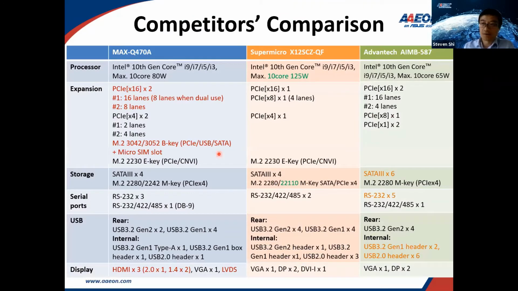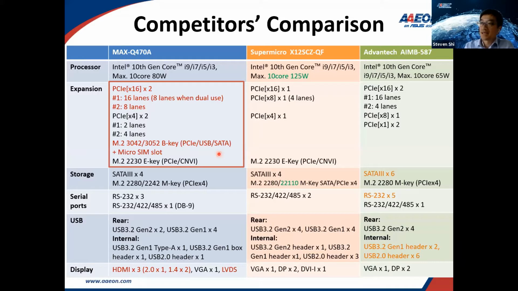Comparing with competitors, we did a cross comparison with suppliers like Supermicro and Advantech. So we still think the expansion is one competitive advantage which we offered through these new products.